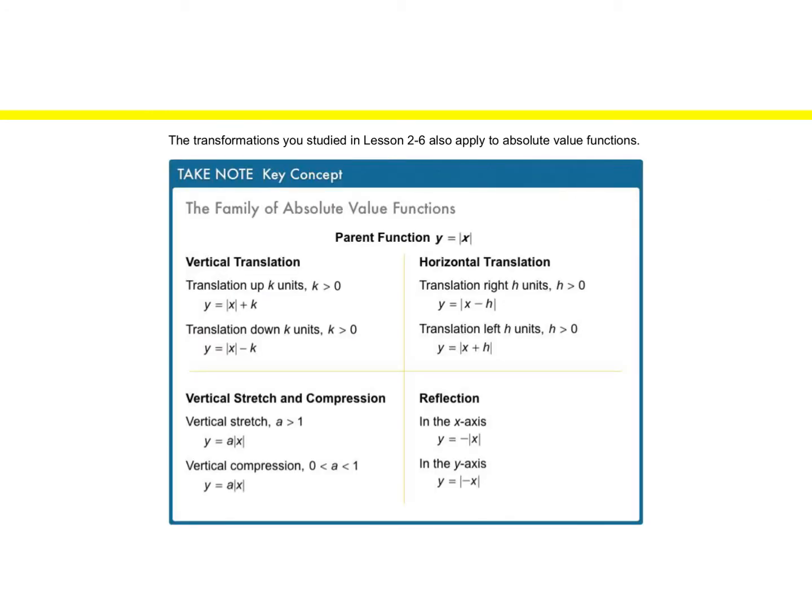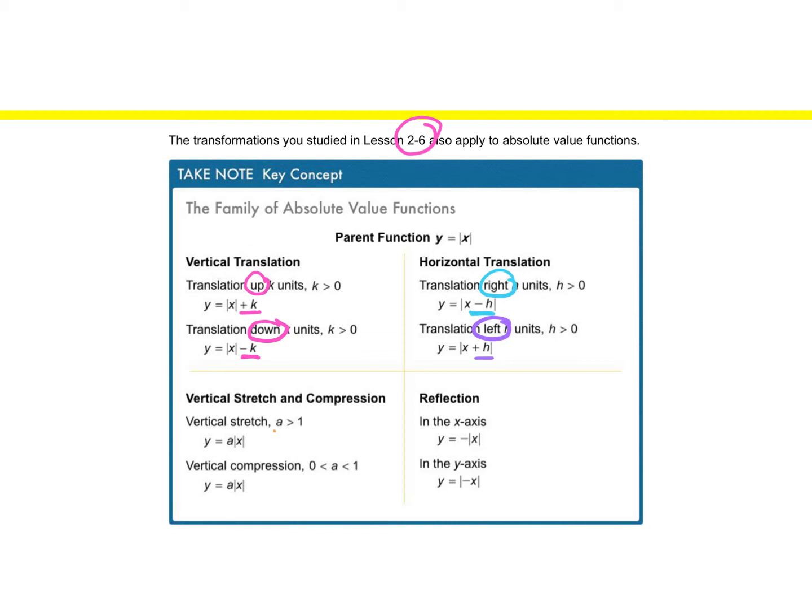All right, on the next slide, these are the same transformations that we went over in 2.6. They also apply to absolute value functions. So here we just have a specific type of function that we're looking at, but it's the same transformations. So if we add or subtract on the outside, we're either going up or down. If we are subtracting on the inside, we're going to the right. If we're adding on the inside, we go to the left.